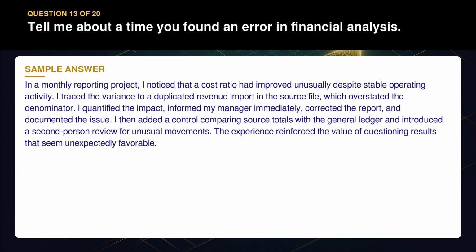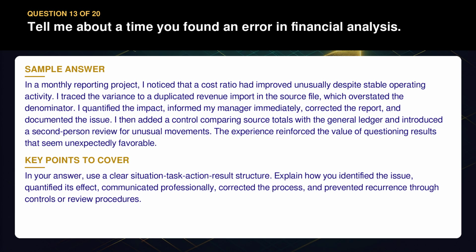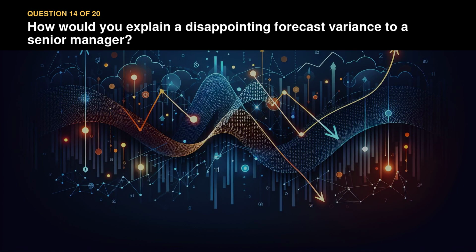I then added a control comparing source totals with the general ledger and introduced a second-person review for unusual movements. The experience reinforced the value of questioning results that seem unexpectedly favorable. In your answer, use a clear situation task-action-result structure. Explain how you identified the issue, quantified its effect, communicated professionally, corrected the process, and prevented recurrence through controls or review procedures.